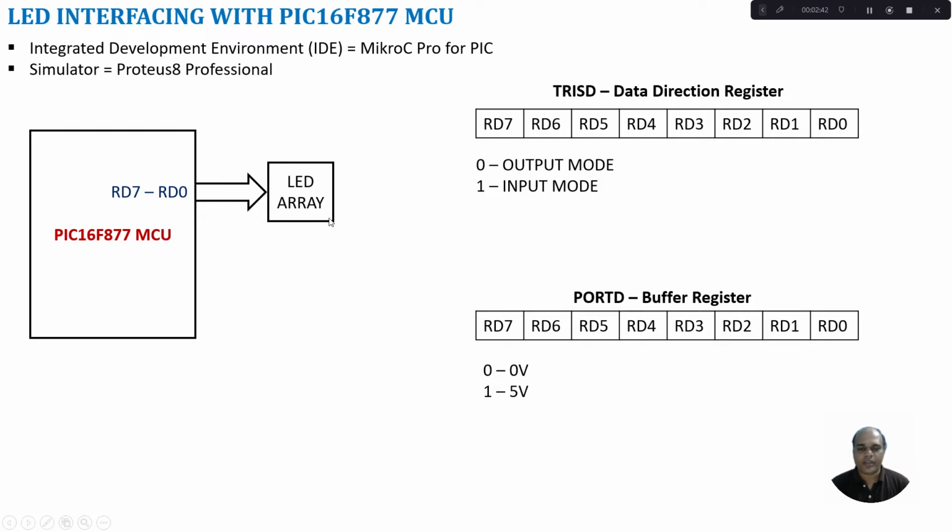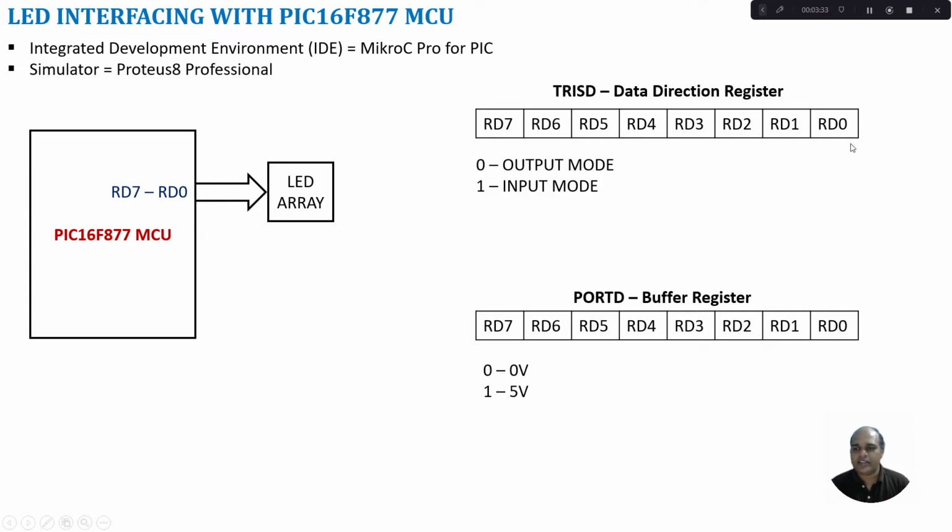So in order to do some logic on this LED array, we need to configure the port pins. Each port pin of your microcontroller can be configured either in input mode or in output mode. To do the configuration, we have a data direction register associated with each port. For example, there is a data direction register TRIS-D associated with port D. Same way, TRIS-A for port A, TRIS-B for port B, TRIS-C for port C, and TRIS-E for port E. Each port in my microcontroller has a data direction register, which defines whether we are going to send the data out from the microcontroller or get the data into the microcontroller.